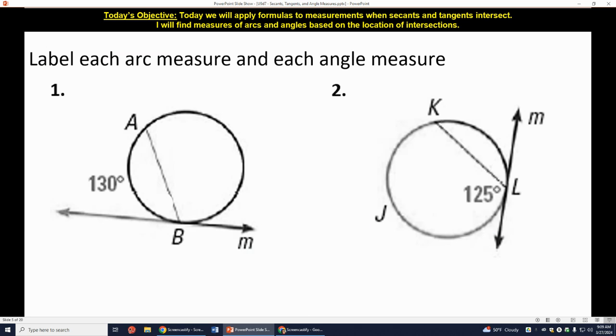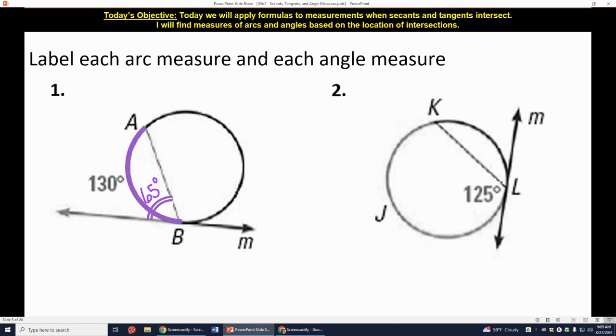Label each arc and measure each angle measure. Let's start with number 1. When I look at number 1, I can see that they've given me arc AB, which is 130 degrees. So the angle that's going to match that will be half of the 130. That angle will be 65 degrees.